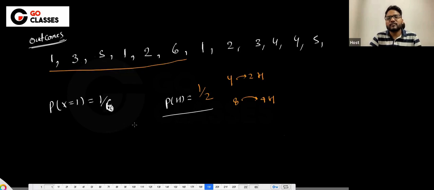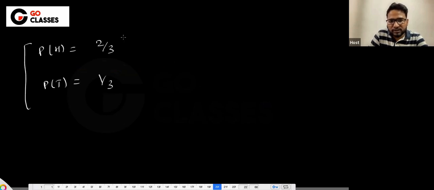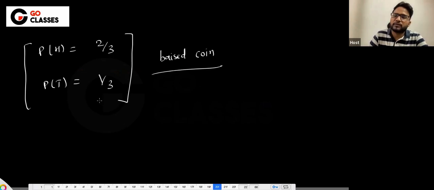See, whatever numbers you are getting are okay, but they have to follow some probability distribution. Let me take a smaller example. Let's suppose I say the probability of head is 2 by 3 and the probability of tail is 1 by 3. Suppose this is the distribution that I have, which means I have an unfair coin, a biased coin.